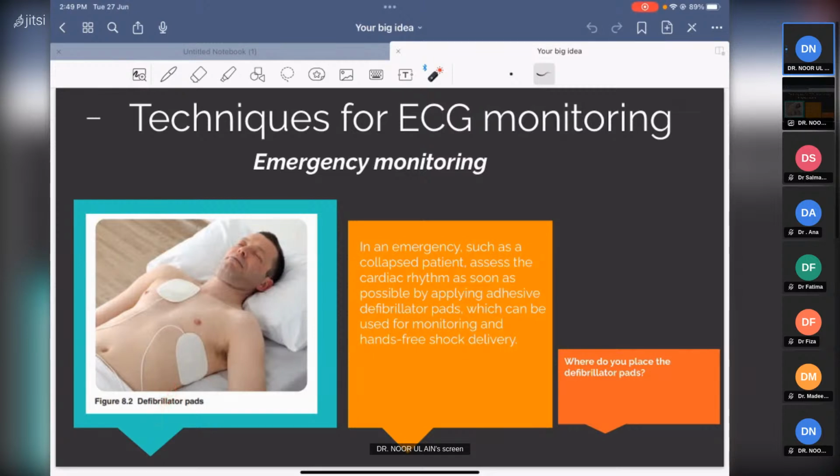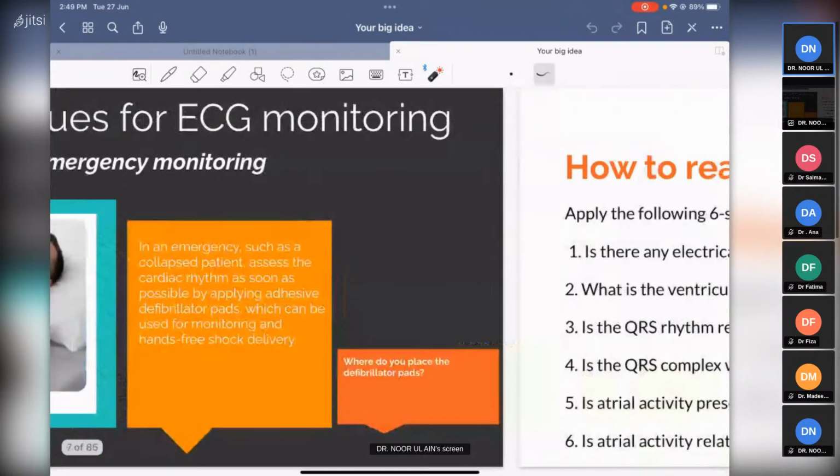So when you put on the defibrillator pads, it's hands free. You need to move away, and you need to instruct everybody to move away. Once you've put on the pads, then you see the rhythm, and then you shock the patient. Okay? Let's go ahead.